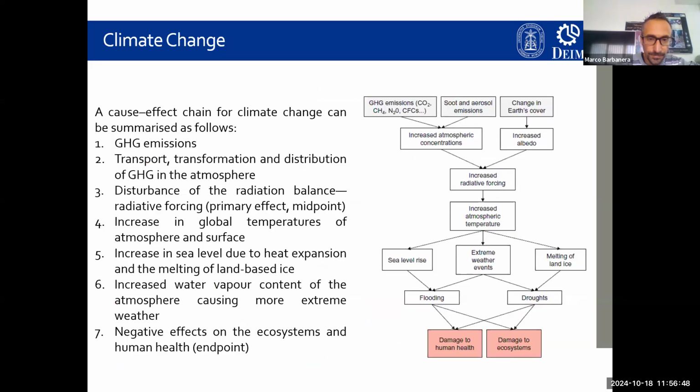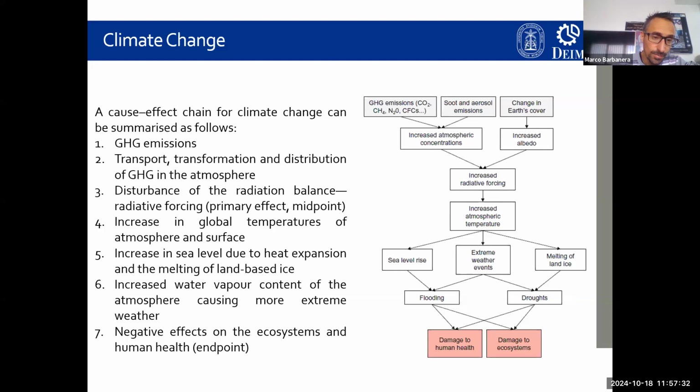So here, when we want to determine the characterization factors for this kind of impact category, as we have said previously, we have to define the cause-effect chain, no? So it's important to define the cause-effect chain. In this case, the cause-effect chain is summarized in this figure. So the first point is the emissions of greenhouse gases. Then we have the transport, transformation, and distribution of greenhouse gases in the atmosphere.